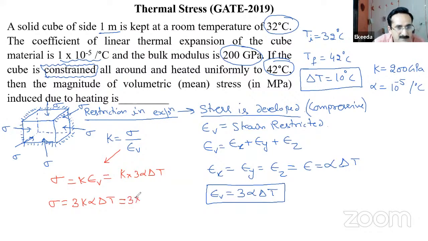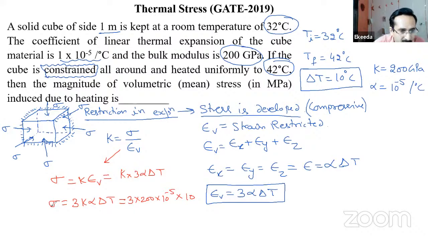So 3K, what is the value of K? 200. What is alpha? 10 to the power minus 5. What is the temperature rise? That is 10 degrees centigrade. Whether 10 degrees centigrade or 10 Kelvin is immaterial when there is a change in temperature, right? Degree centigrade or Kelvin is the same.